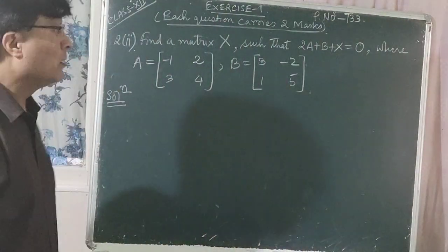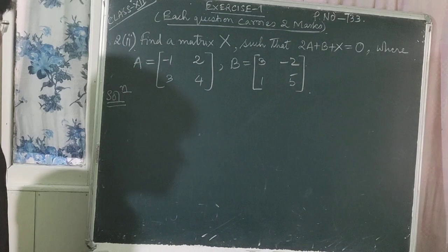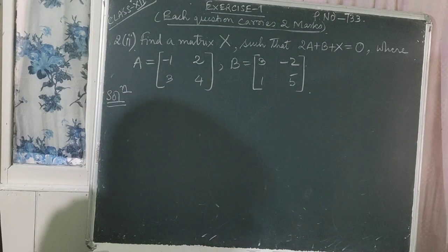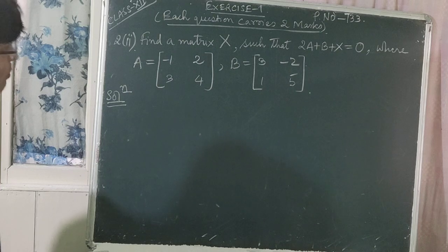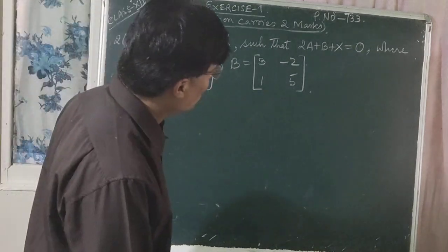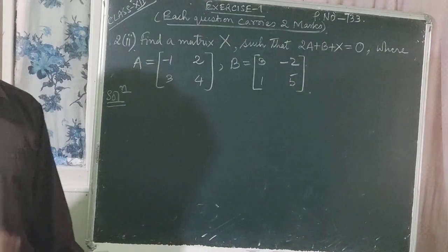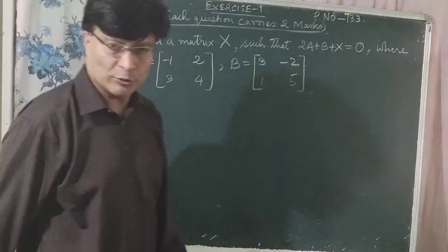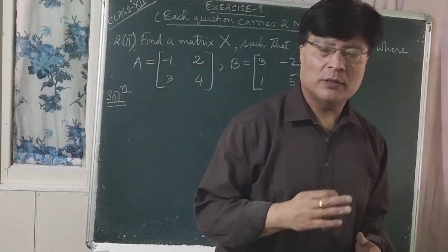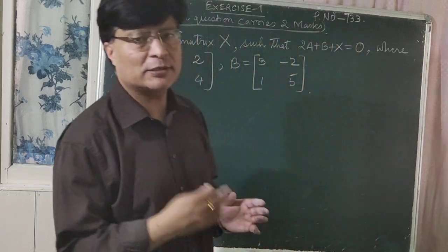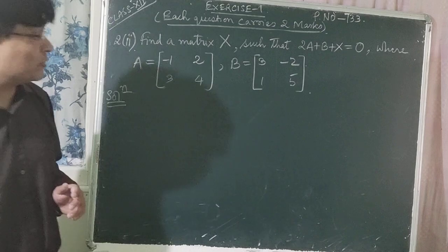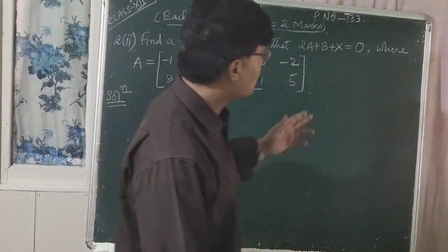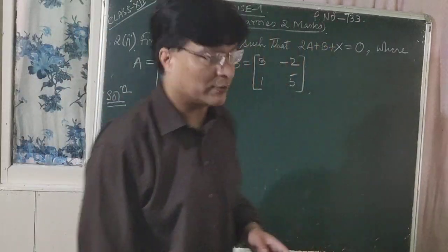So now we will do the next question, that is question number 2. Find a matrix X such that 2A plus B plus X is equal to O. O means null matrix, right? Or it may be 0. So 0 means if all the elements of a matrix are 0, then that is known as null matrix or 0 matrix, okay? And usually null matrix is denoted by O, right?